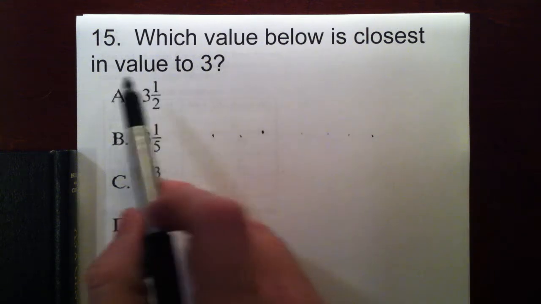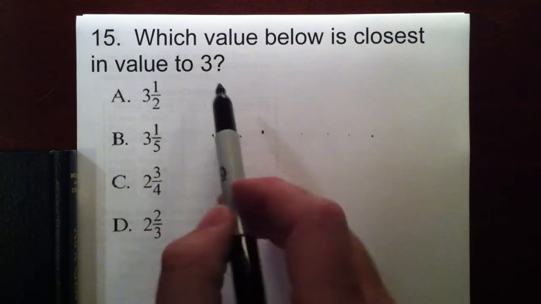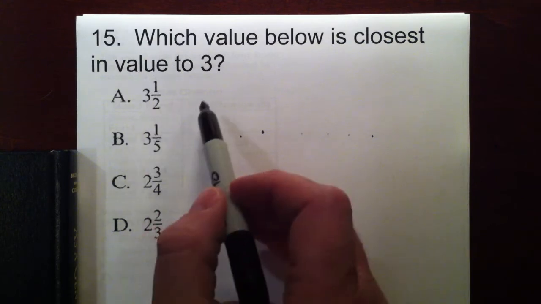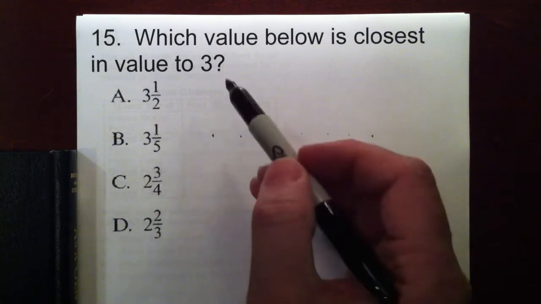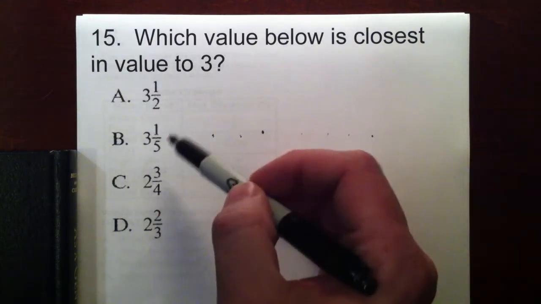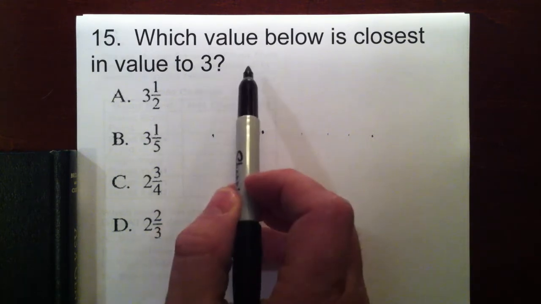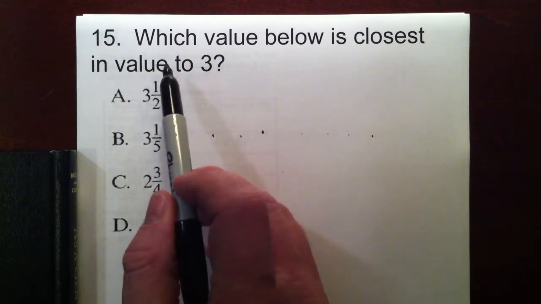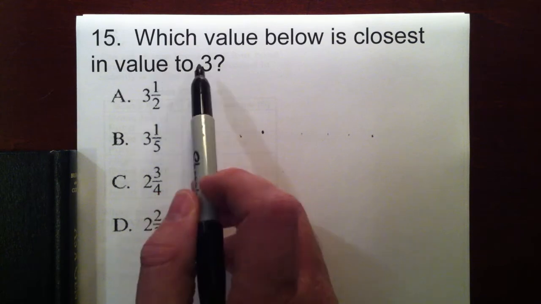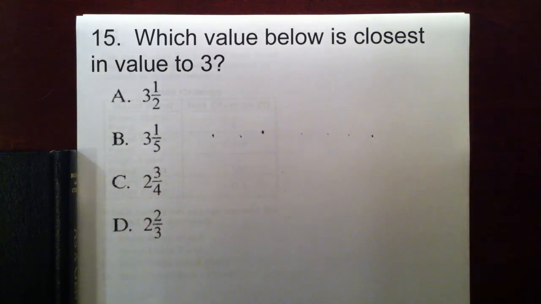Which value below is closest to 3? Well, in order to find that, we have to find the distance from 3. And it doesn't matter if it's above it or below it. In other words, it doesn't matter if it's a greater number or a smaller number than 3. We just want to find out which one is closest.